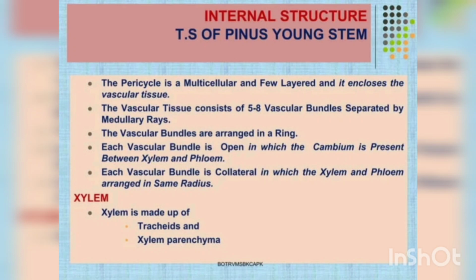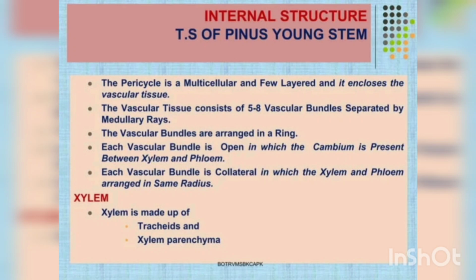Each bundle is separated by medullary ray cells. The vascular bundles are arranged in a ring, and each vascular bundle is collateral and open. Open because the cambium is present. Collateral because xylem and phloem are arranged on the same radii.